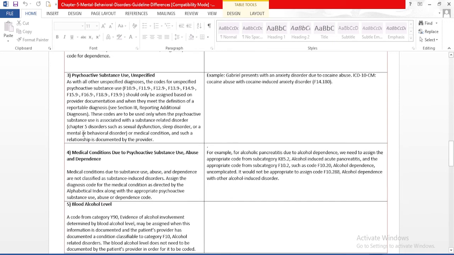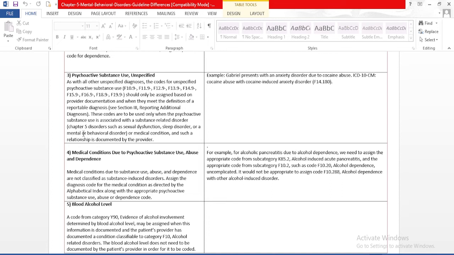Next guideline, psychoactive substance use, unspecified. As with all other unspecified diagnoses, the codes for unspecified psychoactive substance use should only be assigned based on provider documentation and when they meet the definition of a reportable diagnosis. So if the provider mentions an unspecified diagnosis, we need to code the unspecified code only. These codes are to be used only when the psychoactive substance use is associated with substance related disorders or mental condition, and such a relationship is documented by the provider.